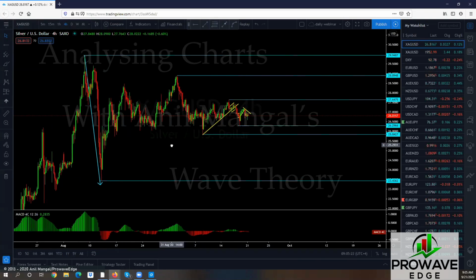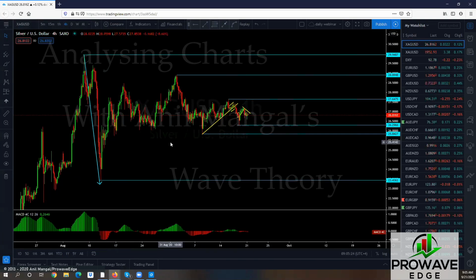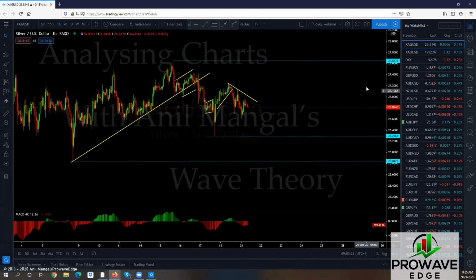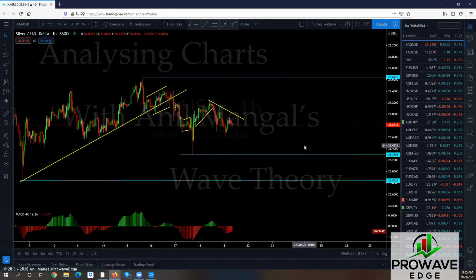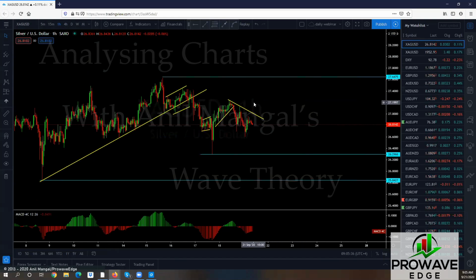You really don't know which of these patterns is going to come up, but that doesn't stop us from trading it on a daily basis, right? Because what we trade is the next possible move. So when you go to the 1 hour, we traded it last week and we'll trade it this week again, right? Remember, we traded the breakout.